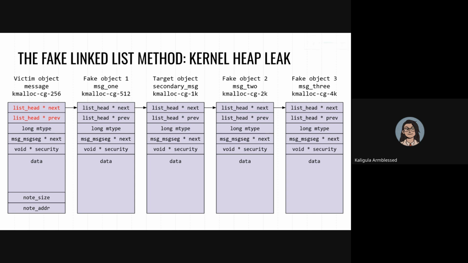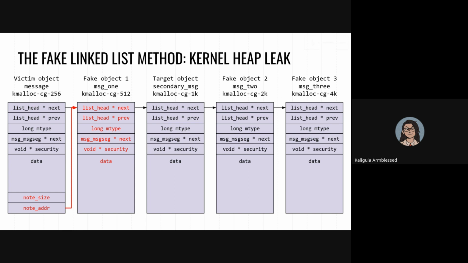So after we have done a do_read on this object, we are going to free the victim object, and we're going to spray a new message object in kmalloc-cg-256. But this time, we have the address of fake object 1. So this gives us an arbitrary read, and this allows us to read the list_head next of fake object 1, which points to a secondary message or target object. We're going to do the same thing with all the other objects, basically freeing and respraying the victim object to walk down this linked list.